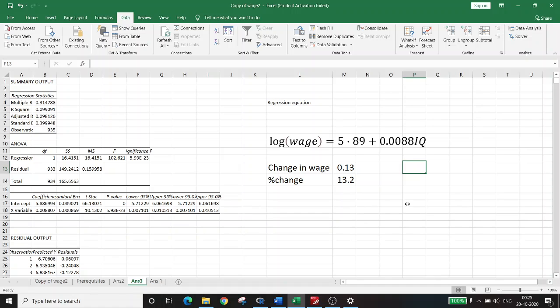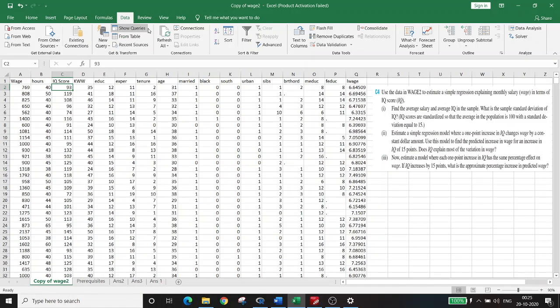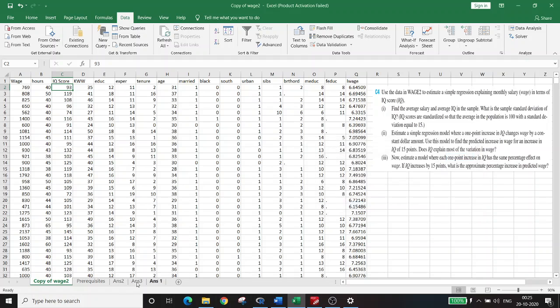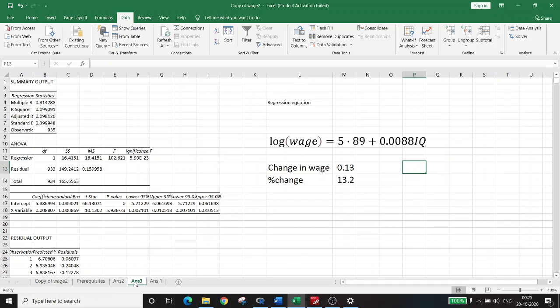So I'll follow the same steps. I'll go to the data analysis tab. I go under regression, click OK, select my Y variable, select my X range, and the regression results are summarized here. So you can see the value of intercept in this case comes out as 5.886994, which I have rounded off to two digits, and I've written it as 5.89. And the value of the coefficient I get as 0.0088. So this is my estimated regression equation. So log wage is equal to 5.89 plus 0.0088 times IQ.